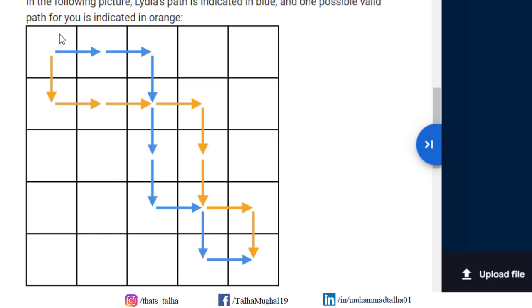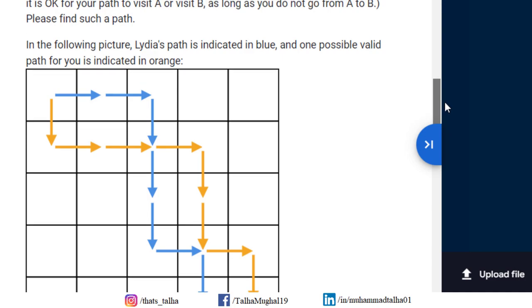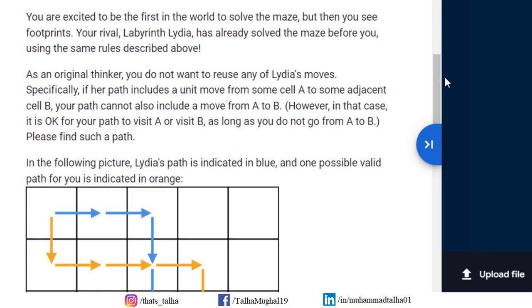Let's see this figure right here. This is the maze, which is made up of unit cells. So these boxes are cells, and the size is n by n. Okay, so we can go to any box that we want, but we cannot go outside of that grid to reach our destination, which is southeast cell.